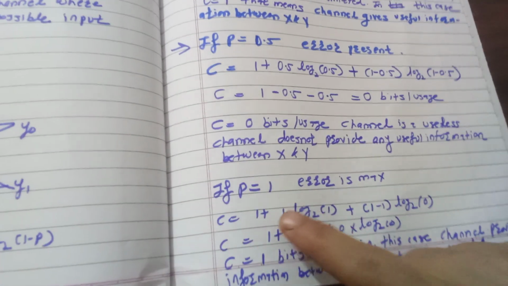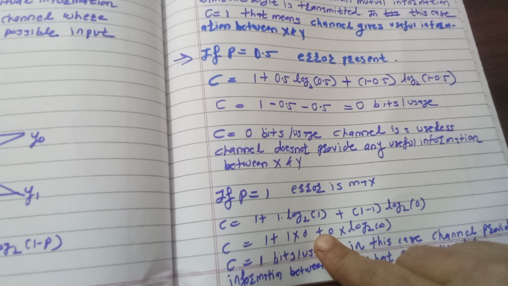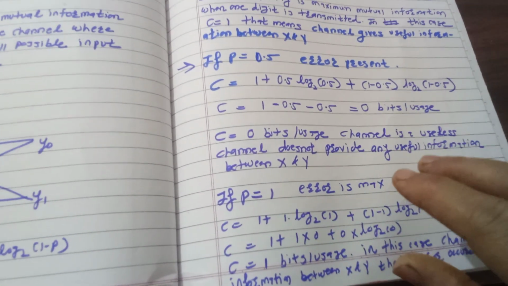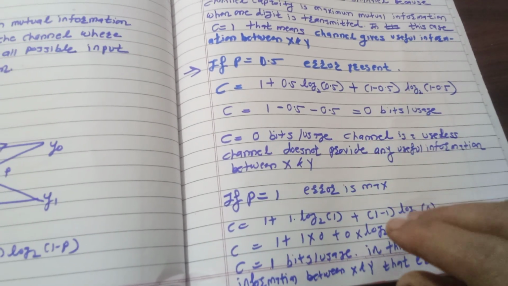If P equal to 1, the channel is again providing you information that error has occurred. If you have received 1, you have sent 0. If you have received 0, you have sent 1.